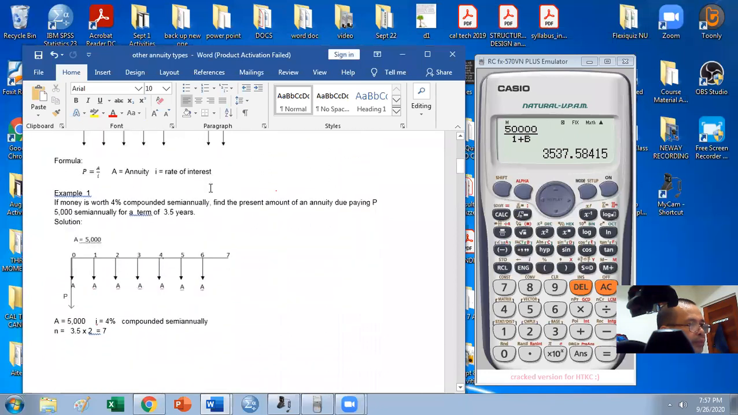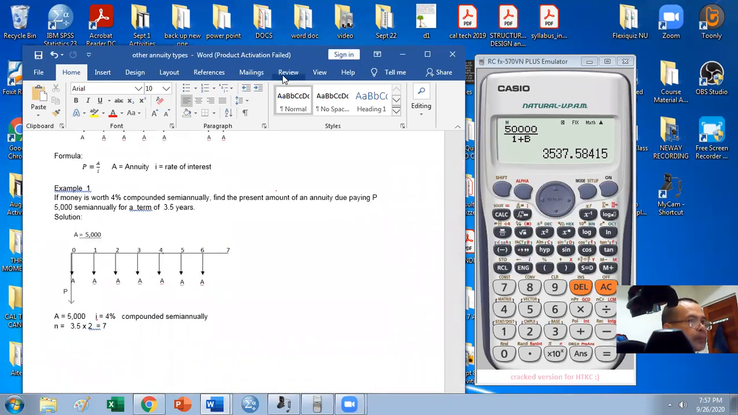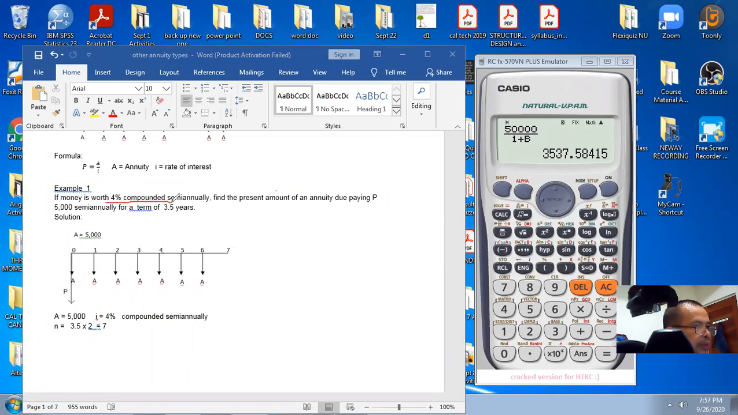Now, let's have the first example. If money is worth 4% compounded semi-annually, ibig sabihin 2% per semi-annually yan. Find the present amount of an annuity due paying 5,000 semi-annually for a term of 3.5 years. So 3.5 bali 7 yan, 7 semi-annual payments. Now look, nagsimula agad sa 0, natapos sa 6. But 1, 2, 6, 7 payments pa rin yan.